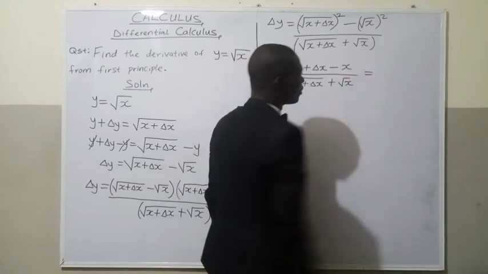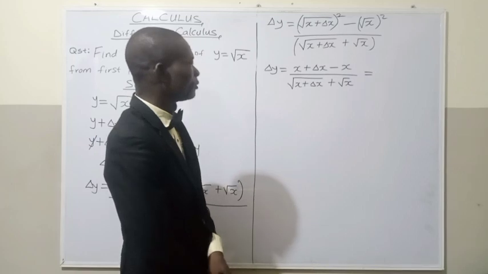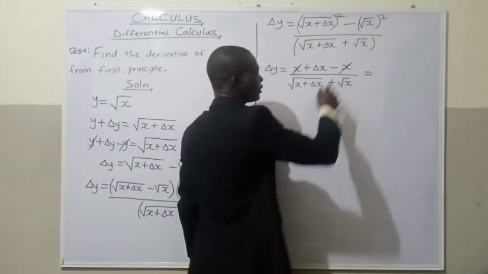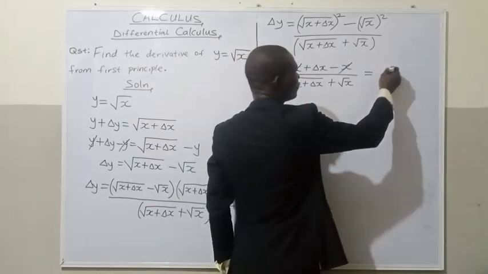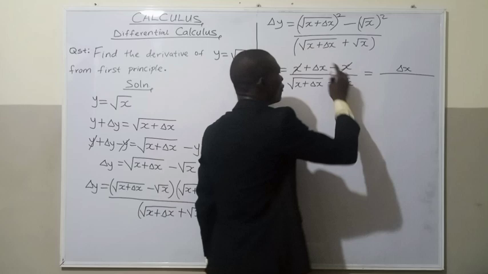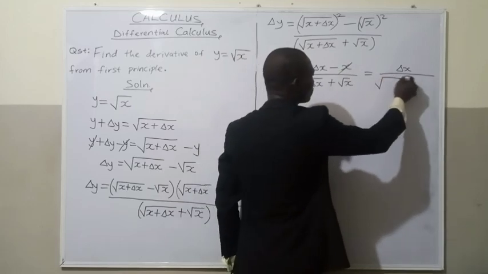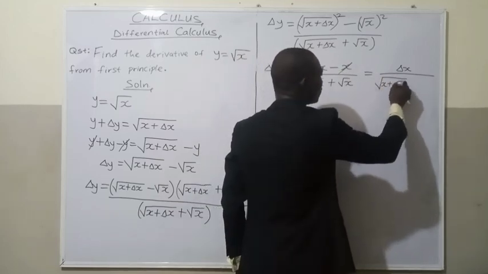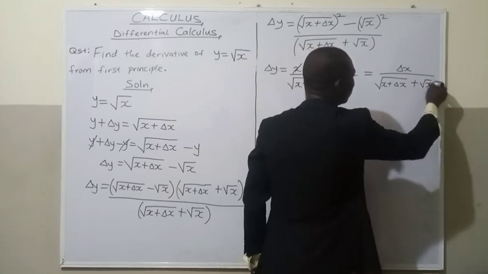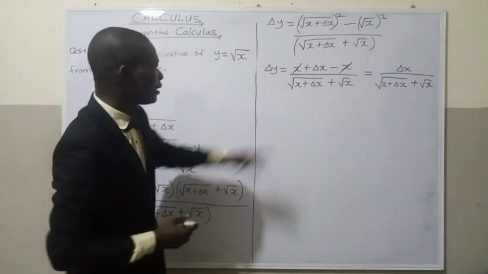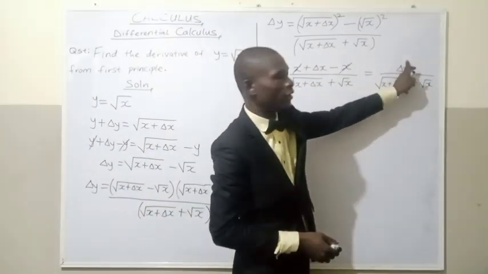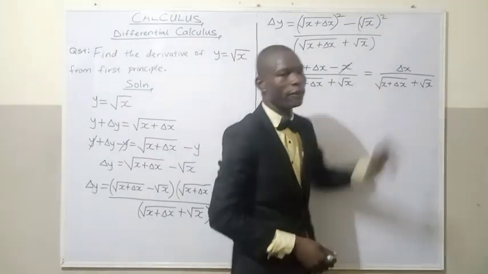So I'm going to be writing the equal sign and be simplifying this one so that we can maximize this little space that we have remaining. So x minus x will be gone to become 0. So we'll be left with delta x for the numerator over root of (x plus delta x) plus root x. So that is what delta y has turned to. This is the simplification of the right hand side of delta y.